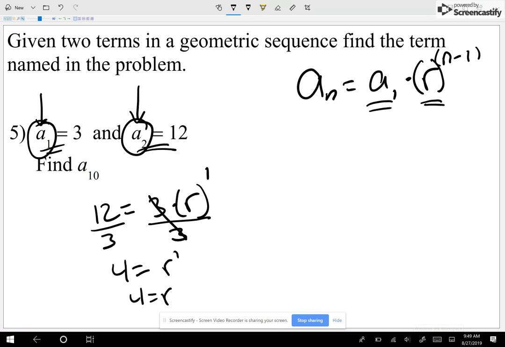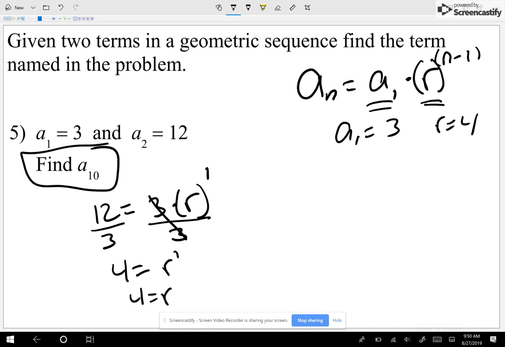We know the rate. We know that the first number is 3. That was given to us. We know the first number is 3 and the rate is 4, so we can find out any number we want on the list. We're looking for a of 10 in this case. So I'm going to say a of 10 is equal to the first number times 4, right? My rate is 4. And in this case, I'm going to do 4 to the 9th, n minus 1.